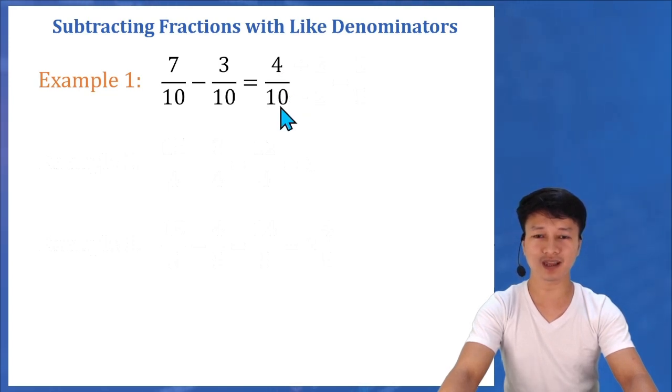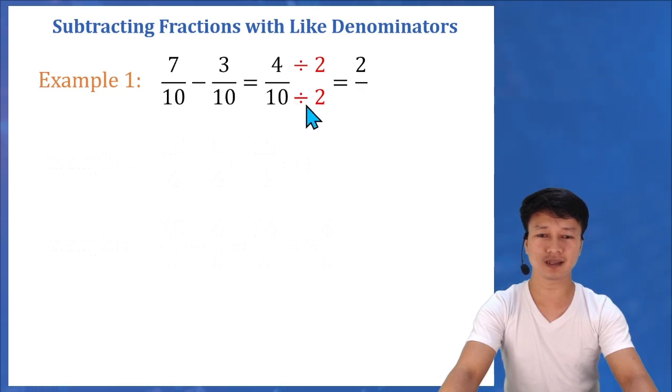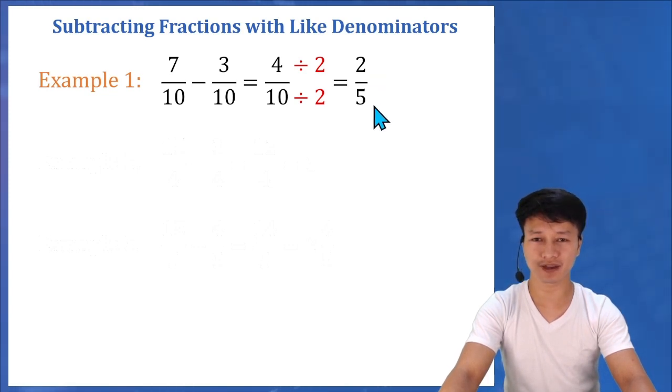But 4 and 10 have a common factor which is 2, so we can still simplify 4 over 10. So we have 4 divided by 2 and 10 divided by 2. So the result will be 4 divided by 2 is 2 over 10 divided by 2 is 5. So the final answer for this is 2 over 5.